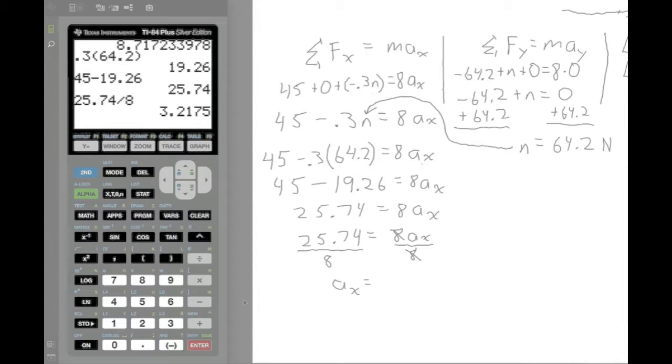25.74 divided by 8. I'll round that off to 3.22. I'll keep another digit here, just because that feels comfortable. This is a 7, so this turns into a 2. I'm just trying to keep enough digits to make it as convenient as possible for people to check their answers and make sure they're getting the same answers as I am.